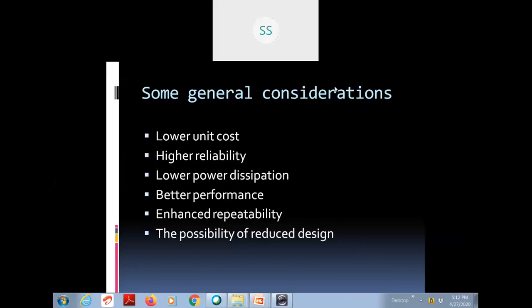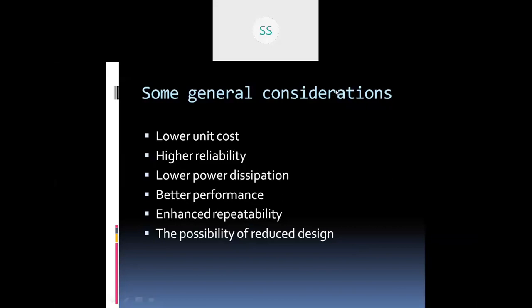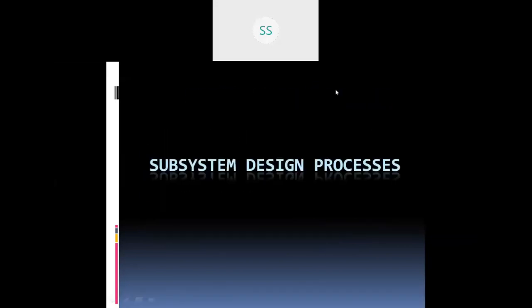Okay, we shall continue again. Okay. So we were discussing the subsystem design processes.